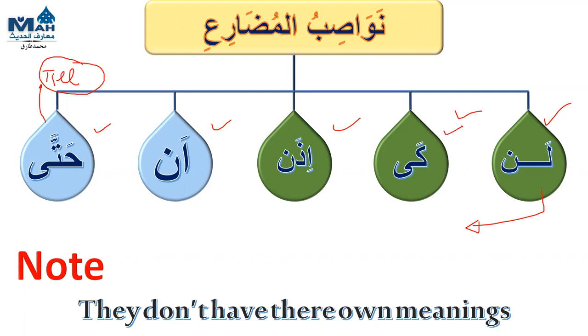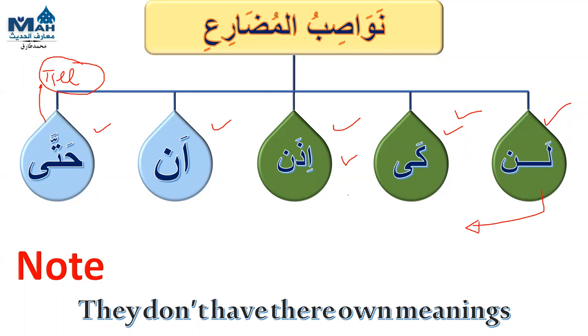Okay, and kai? Kai also makes the muzare mansub, and it gives the explanation or reason for the previous verb. The verb following kai will always be muzare, but the previous verb will be either muzare or mazi. And idan? It makes the muzare mansub, and it gives the answer to the previous verb.